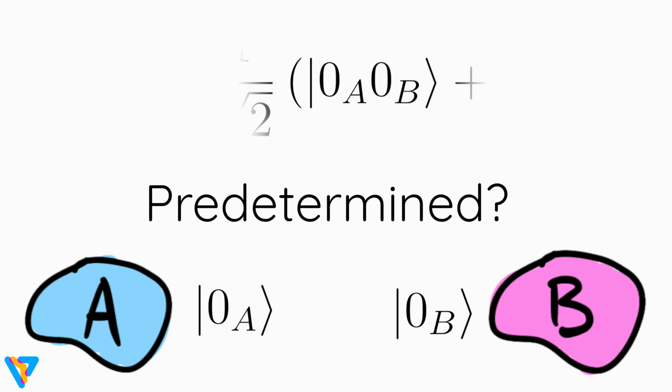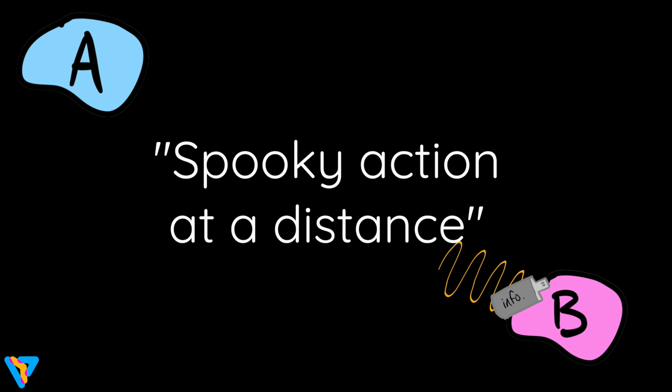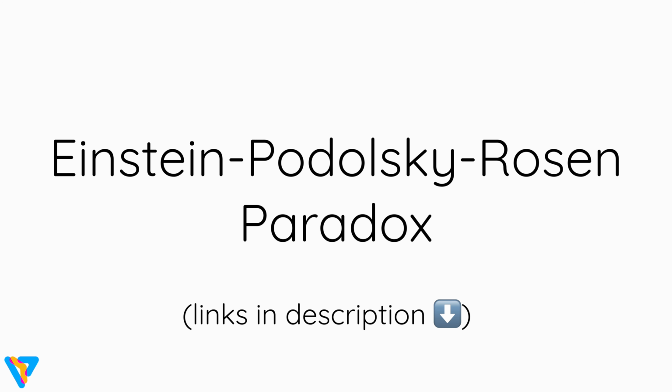If this process was procedural, in that measuring A instantly determines the state of B, then we'd be violating the theory of relativity. Imagine A and B are on separate ends of the universe. When we measure A, the information that's transferred to B would happen quicker than the speed of light. This is the spooky action at a distance that you've probably heard of. Now, at the time these things were being formulated, this was a thought-provoking paradox, and it has a name. It's called the Einstein-Podolsky-Rosen paradox, EPR paradox. We put some links in the description if you want to learn more about it.